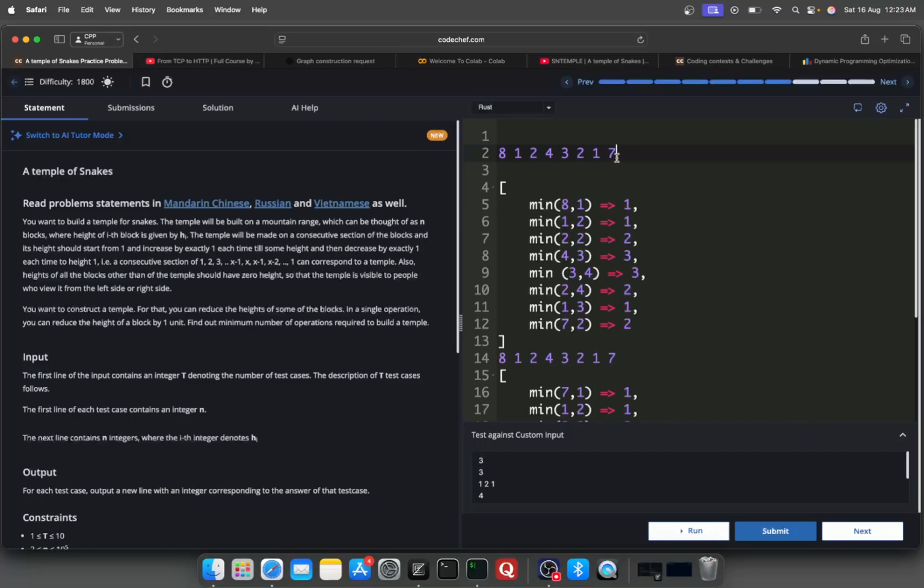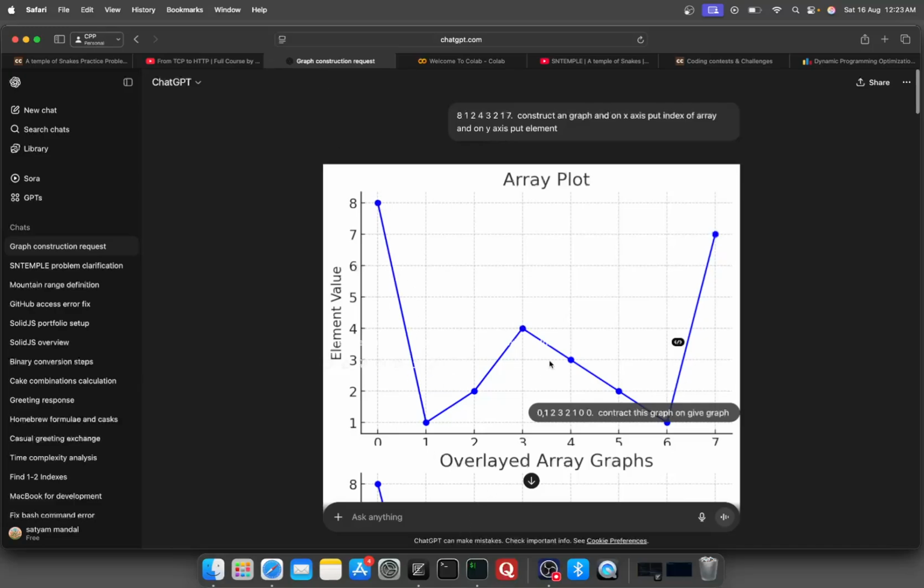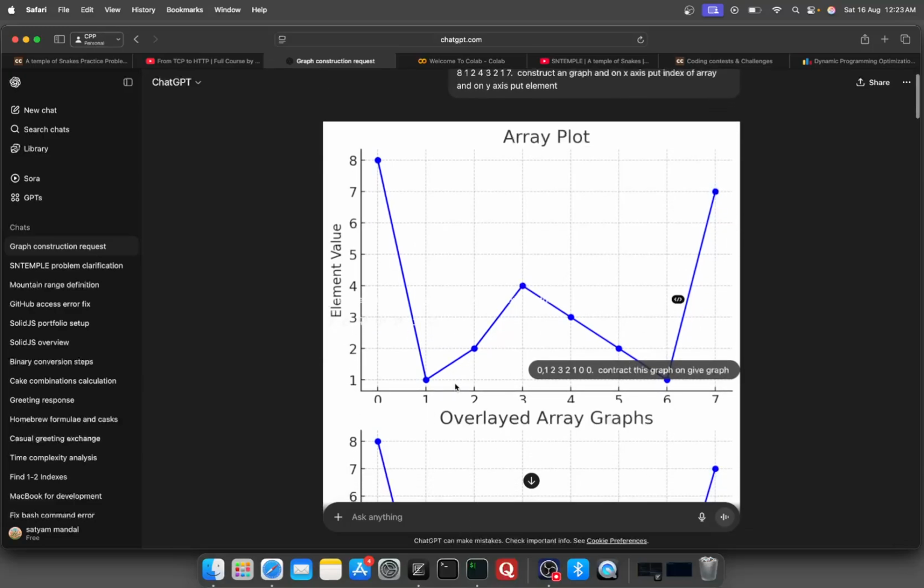So if we plot these points on a graph, it looks like this one, and we have to construct a temple. According to the given question, we can put as many zeros here and here, and we can plot a graph with a mountain kind of structure.